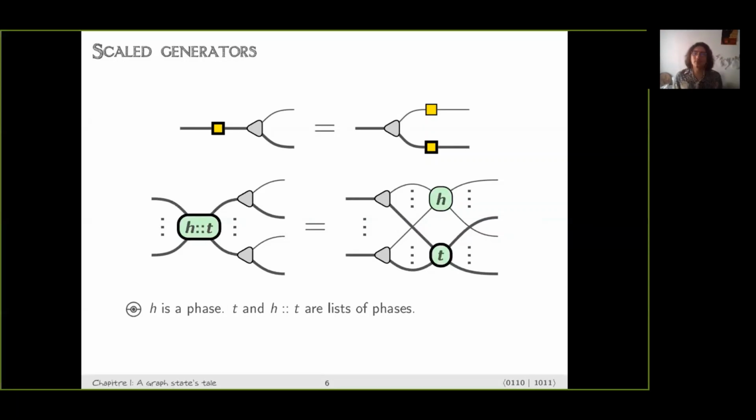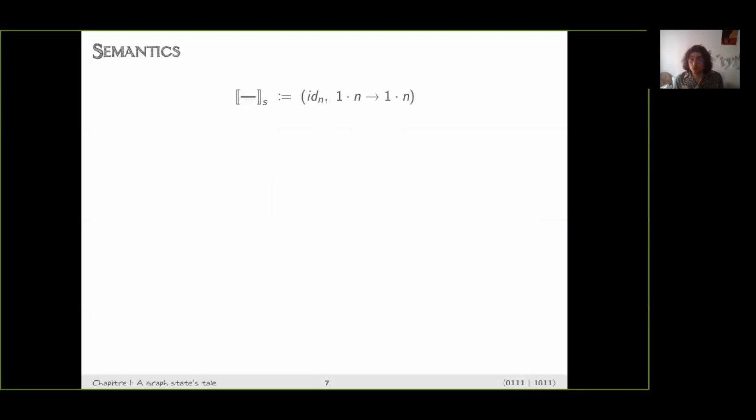So I've added some new types, some new generators, some new equations, and a natural question that you may ask is, what about the nice completeness result we used to have with the SZX-calculus? Do we still have it? In fact, yes. But we need to extend a little bit the usual interpretation. So now when we have a diagram, it corresponds to a linear map, as usual, but this time we need to keep track of the organization of the data.